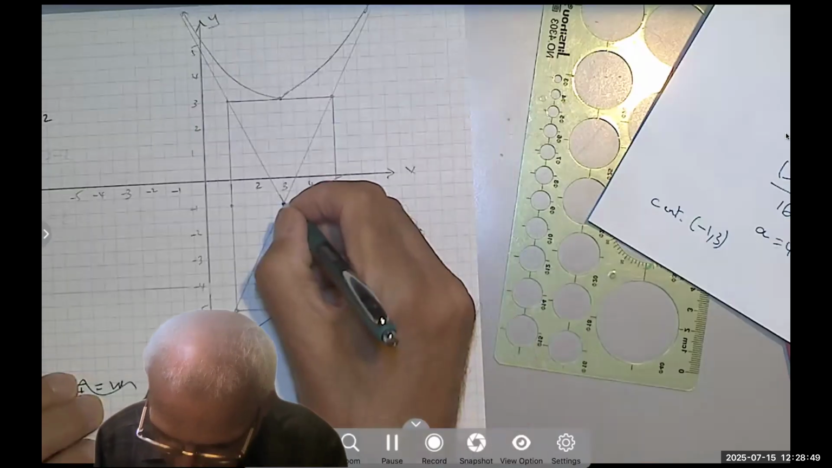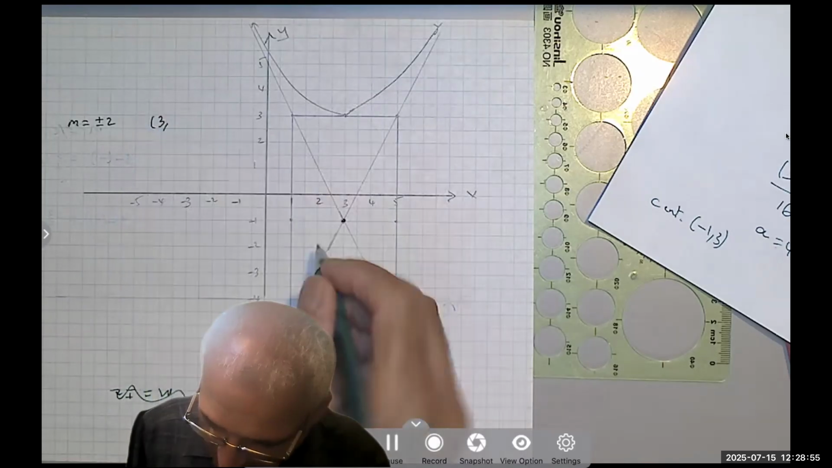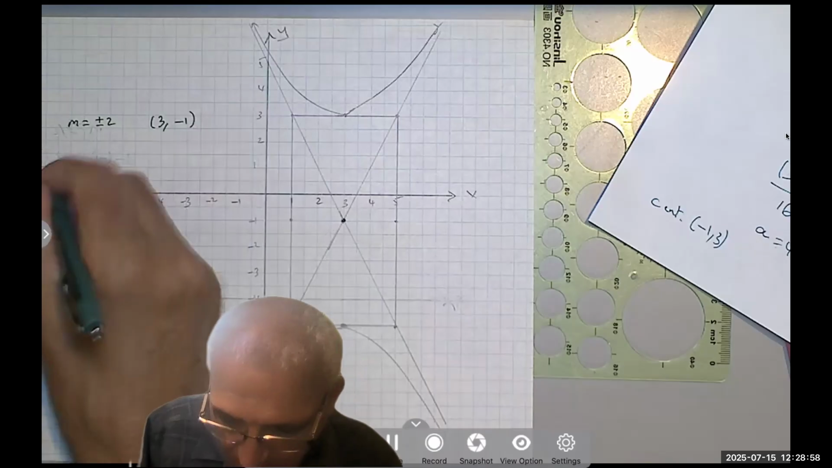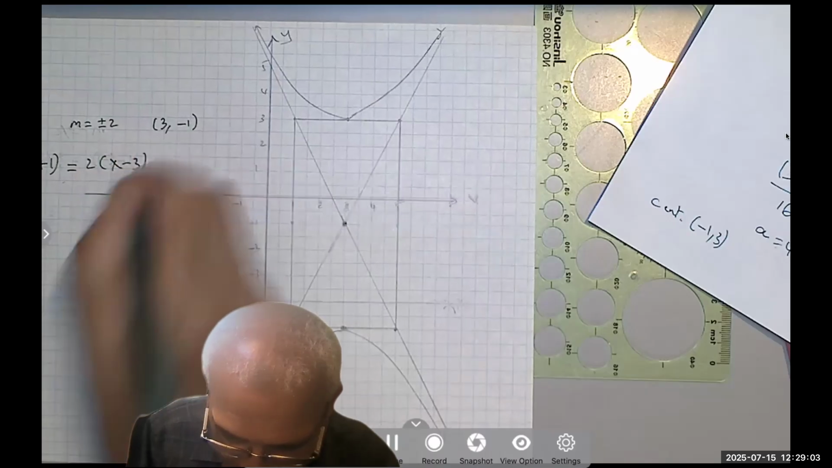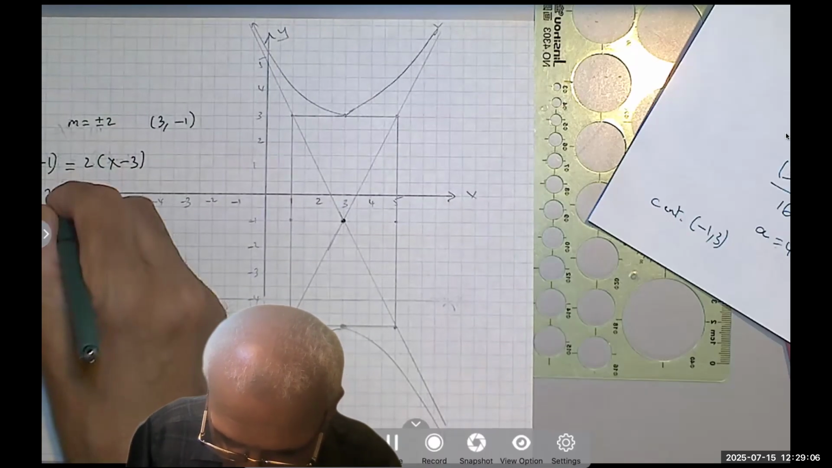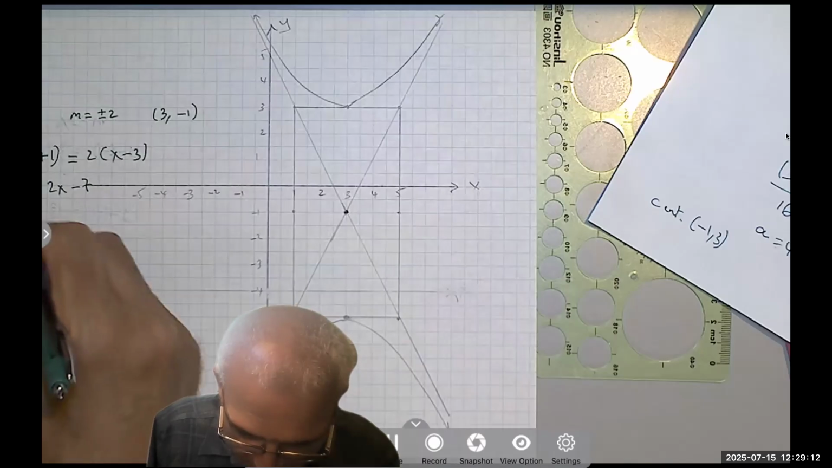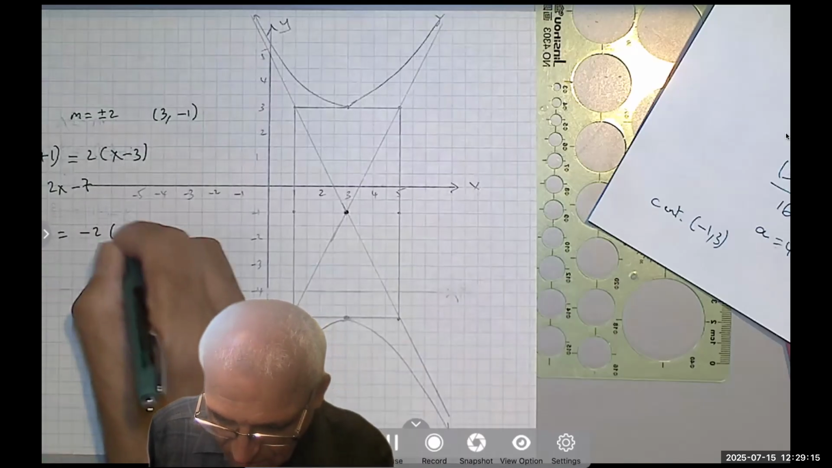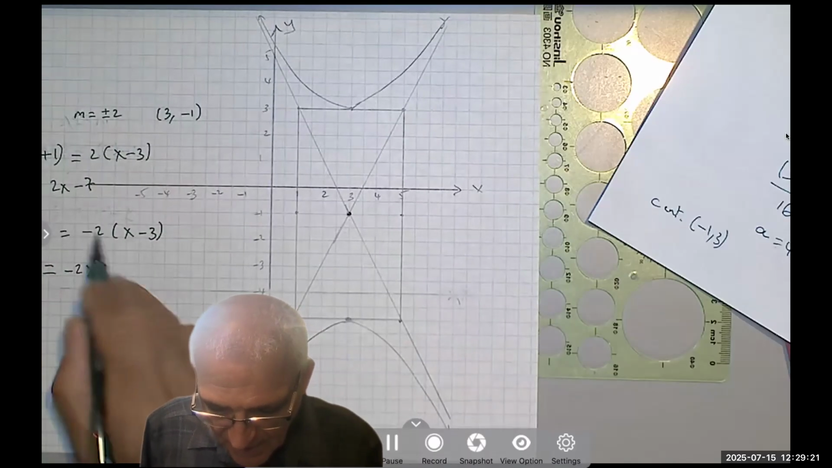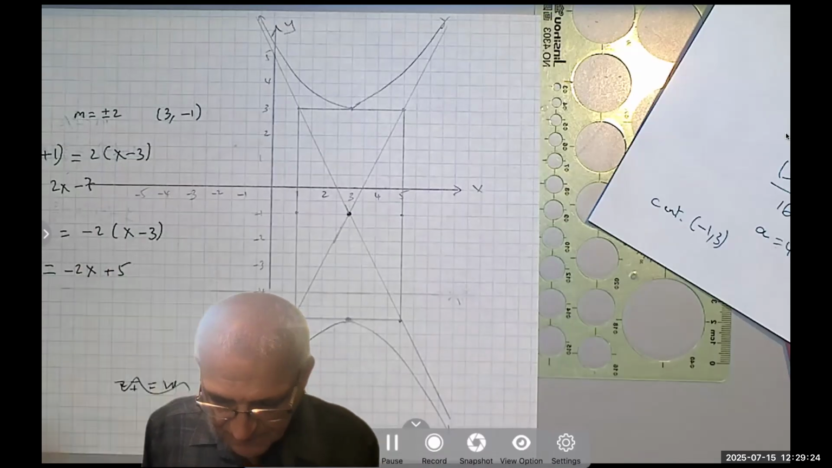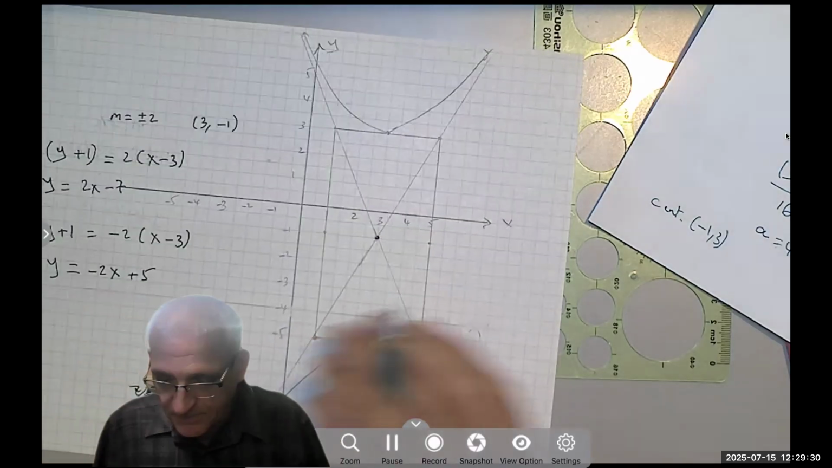Both asymptotes pass through the center, which is at 3 and -1. So we say y minus -1. Let's write it y plus 1 equals 2 times x minus 3, which means y equals 2x minus 6, and you subtract 1, so minus 7, or y plus 1 equals -2x minus 3, so y equals -2x plus 6 minus 1, so plus 5. So these are the equations of the two asymptotes.